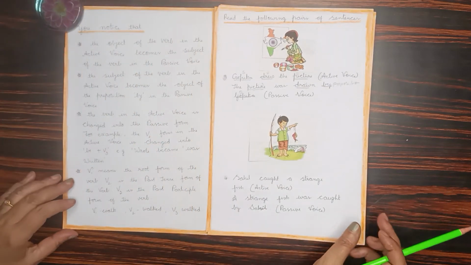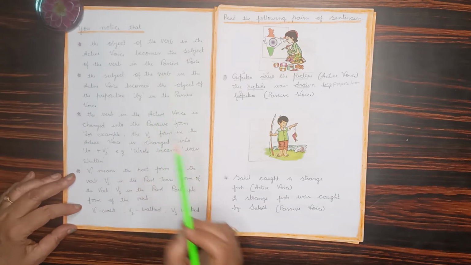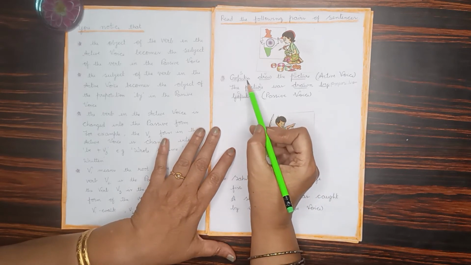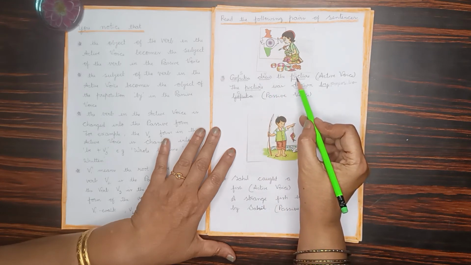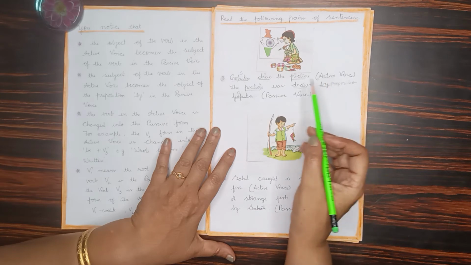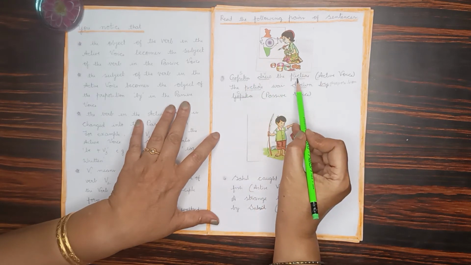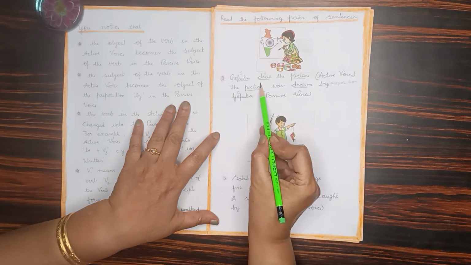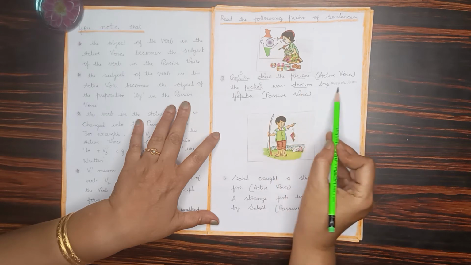From all these sentences, you notice that the object of the verb in the active voice becomes the subject of the verb in the passive voice. I'll explain this point with this example. Here in this sentence, Gopika is subject, drew is verb, and the picture is object in the active voice. And here, the object of the verb in the active voice becomes the subject of the verb in the passive voice.